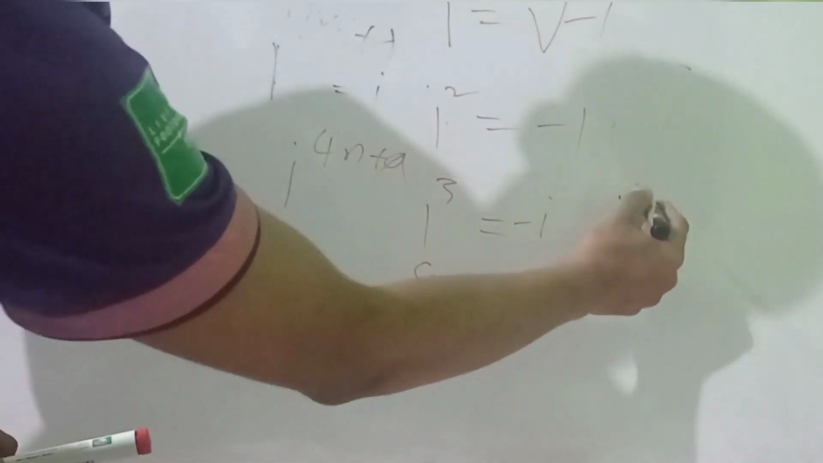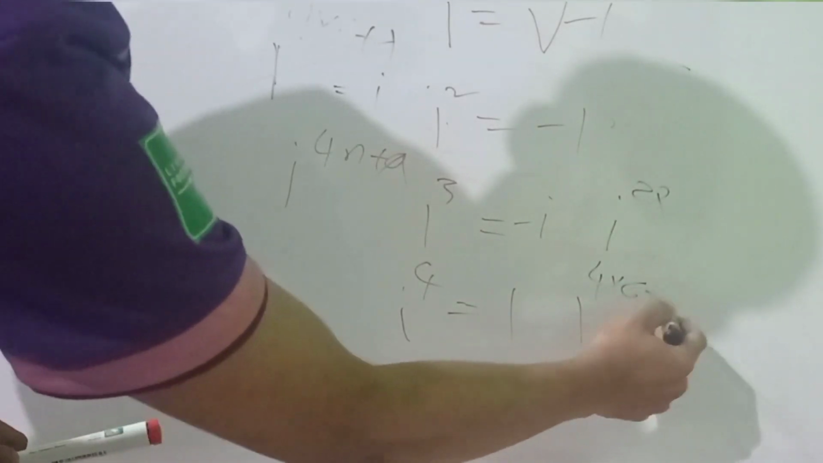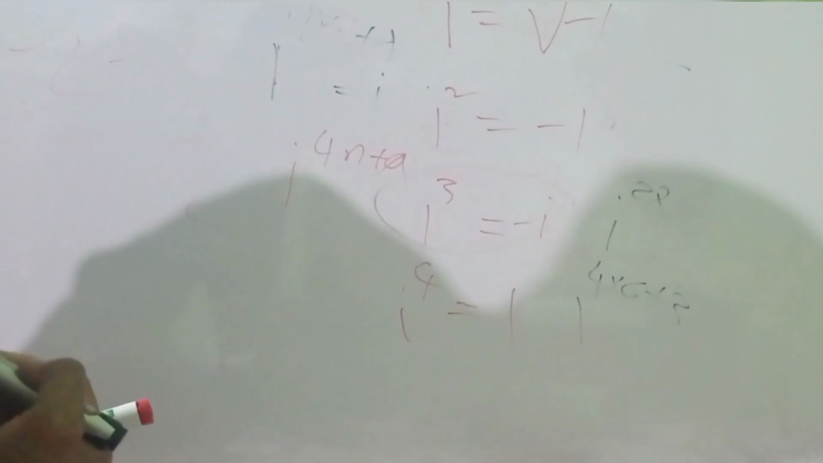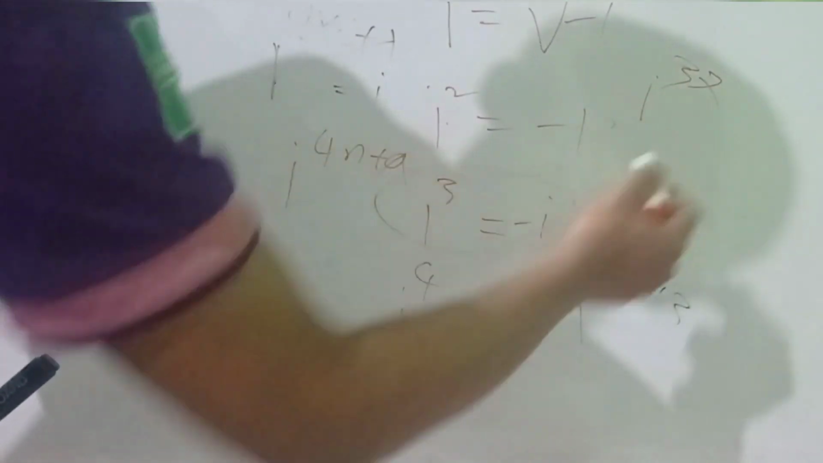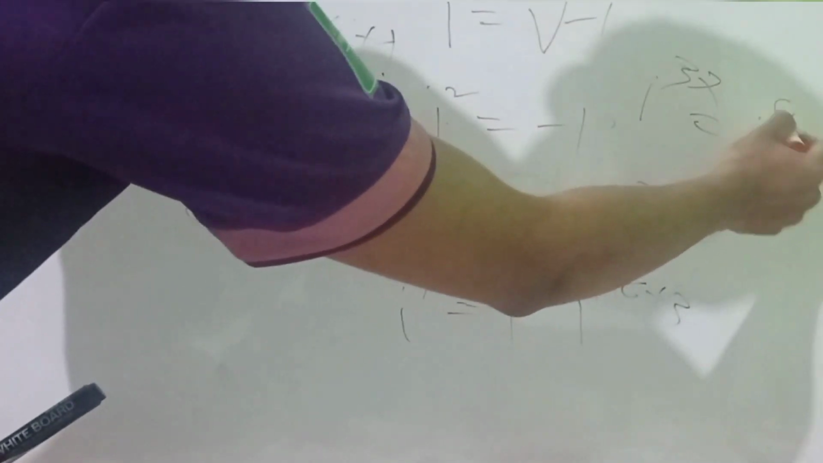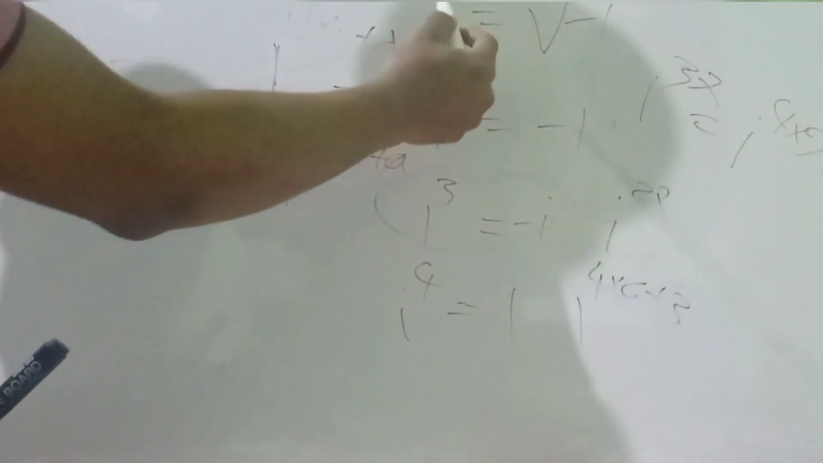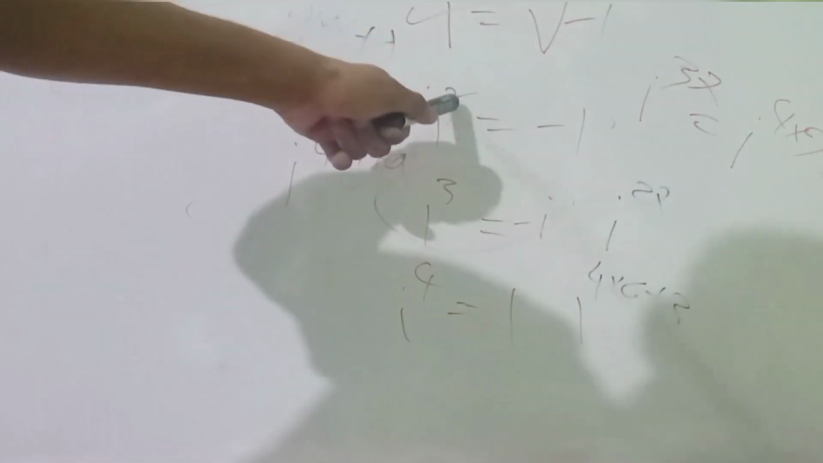Now i to the power 27. That is 4 into 6 plus 3. i cubed is minus i. Another example, i to the power 37, which is i to the power 4 into 9 plus 1. i to the power 1 is i. Whenever you divide by 4, the extra 1 gives i, 2 gives minus 1, 3 gives minus i, and 4 gives 1. It's just easy. Try it at home, you will get this in no time.